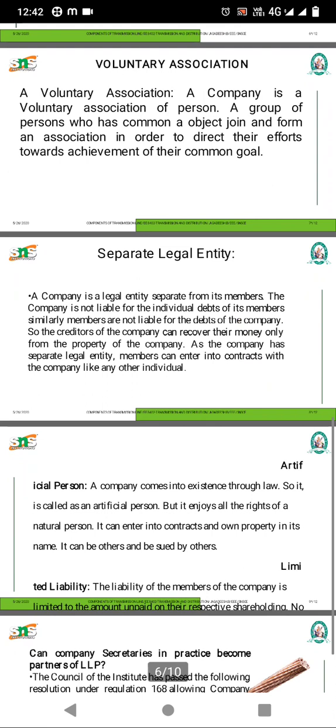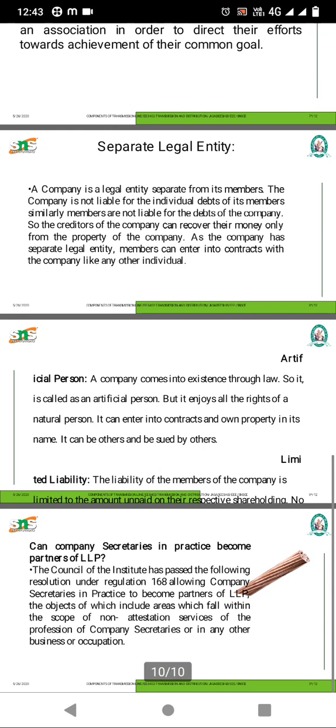A company comes into existence through law, so it is called an artificial person, but it enjoys all the rights of a natural person. It can enter into contracts and own property in its name. It can sue others and be sued by others. Limited liability. The liability of the members of the company is limited to the amount unpaid on their respective shareholdings.